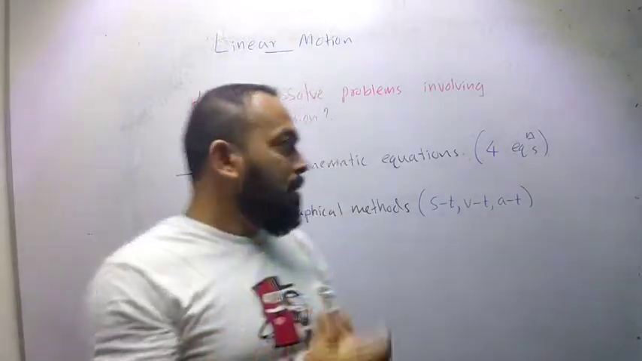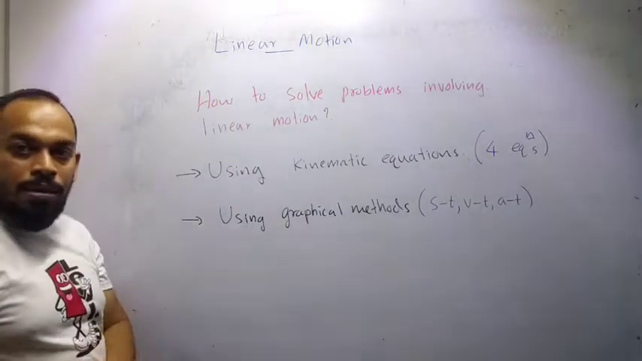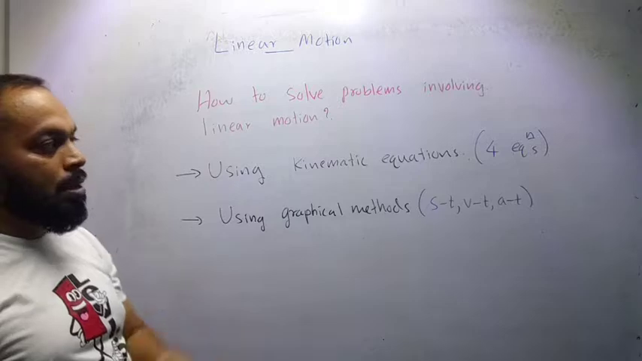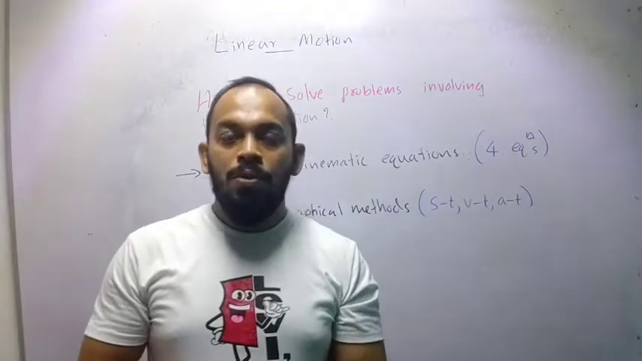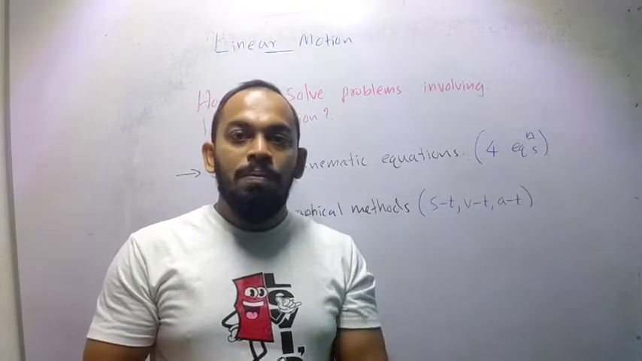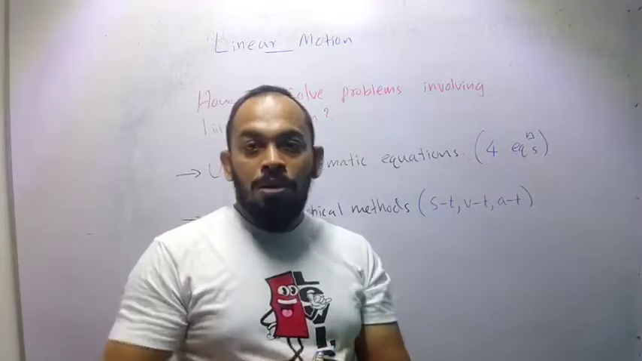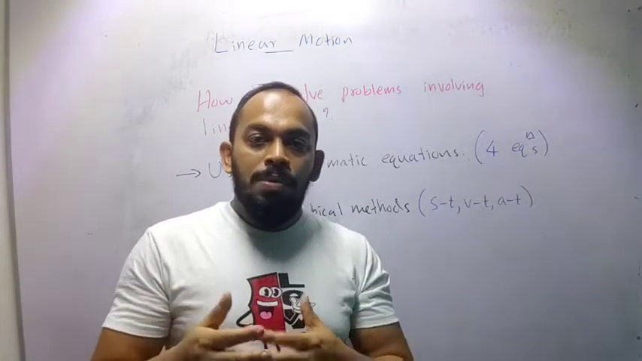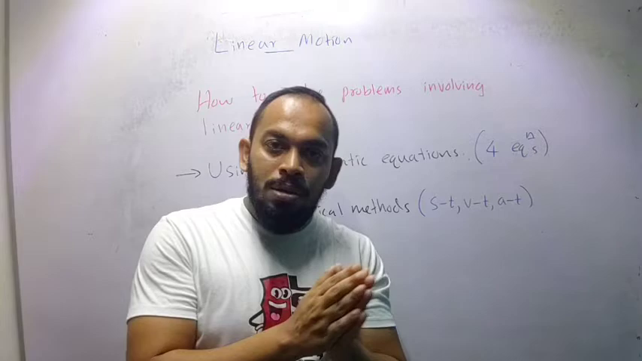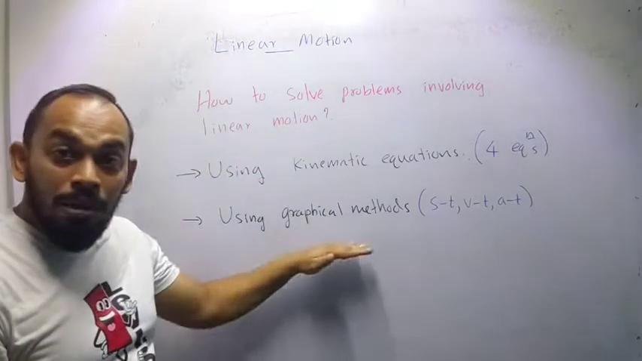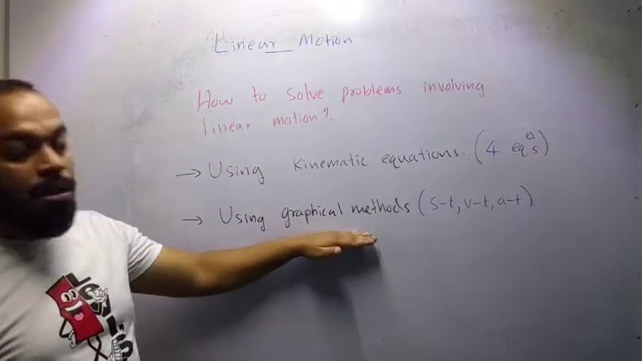So when we solve problems, two methods exist. They are using kinematic equations. So there are 4 types of equations. We'll derive them soon. So we can use the equations to solve problems. So sometimes it's easier to use equations and sometimes it's easier to use the graphical method. So the second method is using graphical methods.